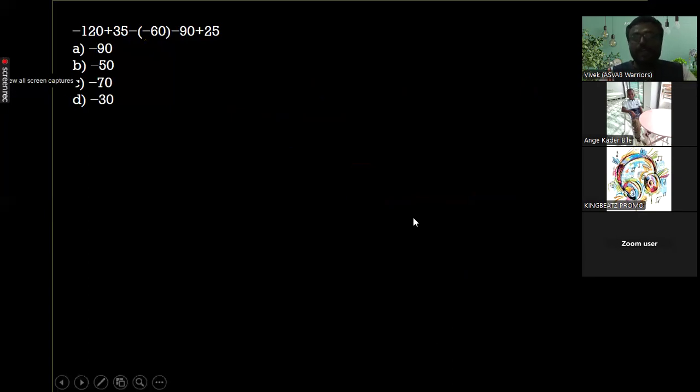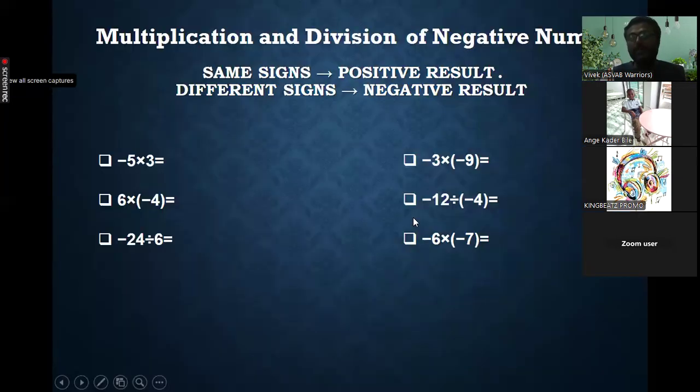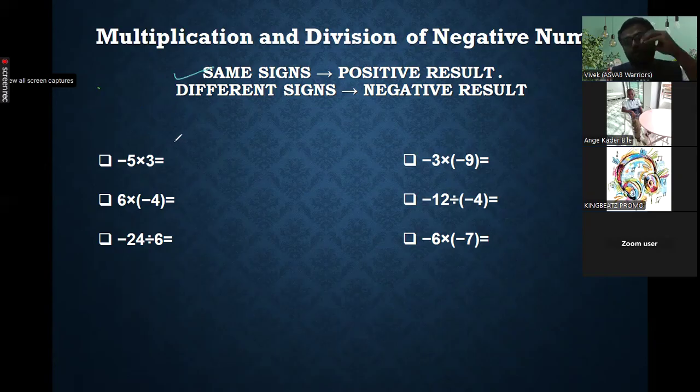Now, the last topic of today's class is nothing but multiplication and division of negative numbers. So in multiplication and division, guys, you need to remember: same signs, positive result. Different signs, negative result.